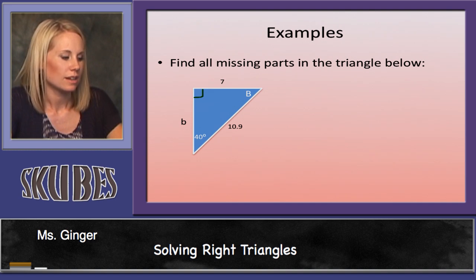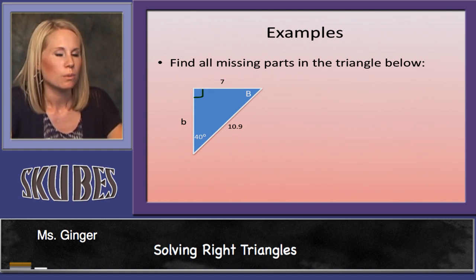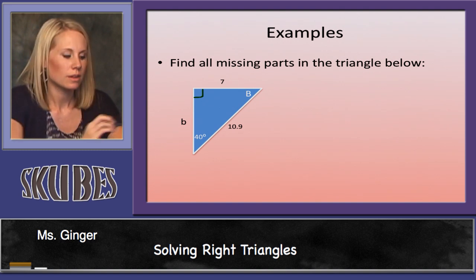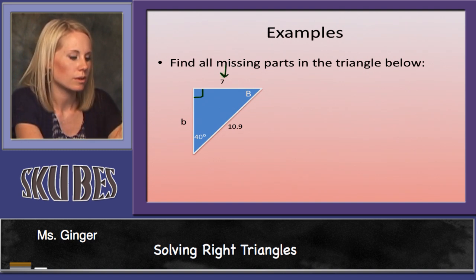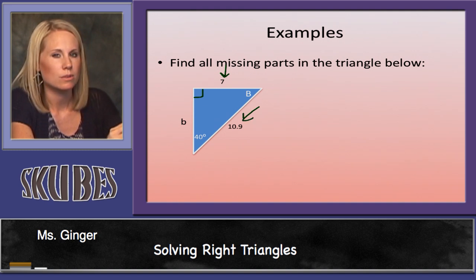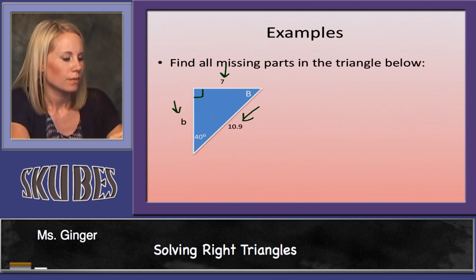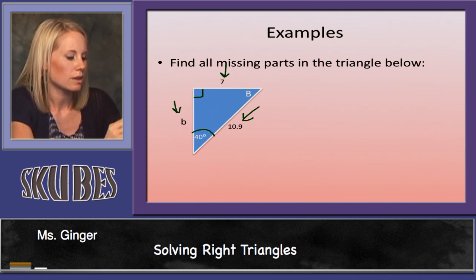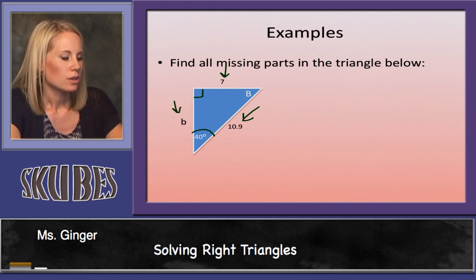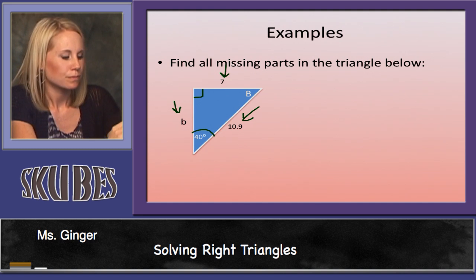Okay, so let's take a look at an example where we need to find all the missing parts in our triangle. Want to look and see what we have to start with. We are given one of the sides. We are given the hypotenuse. I know that's the hypotenuse because it's across from the right angle symbol. And we're missing this third side called B over here. We are also given this little angle here, 40 degrees. So we have a little bit of work to do because we need to find all of the missing pieces.